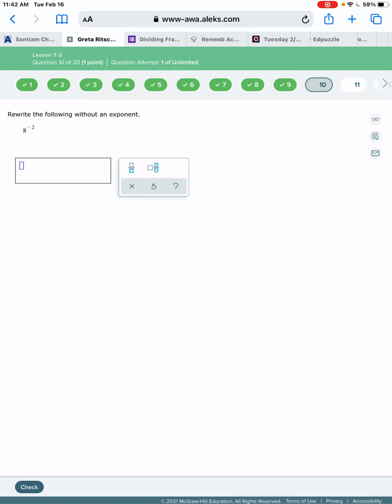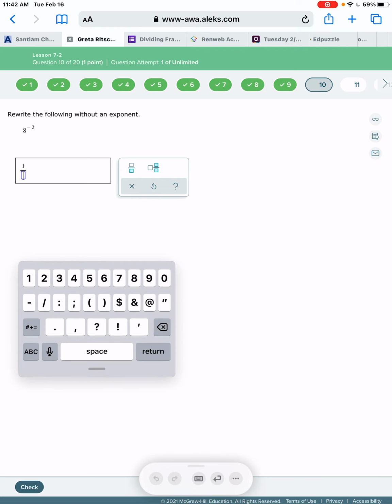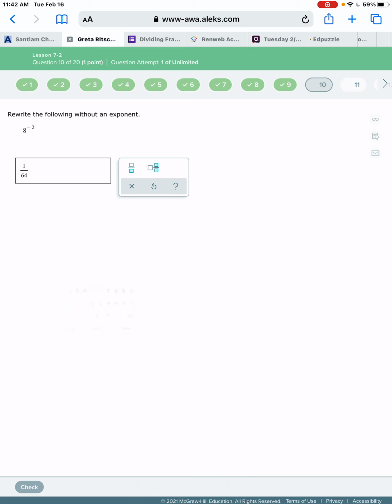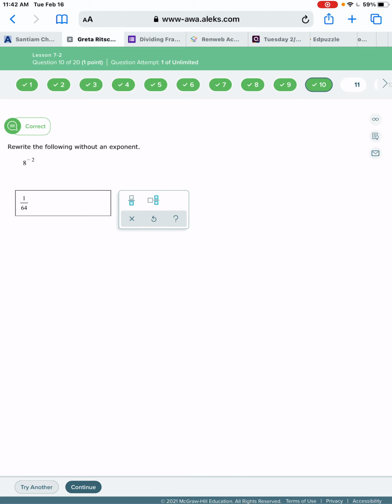8 to the -2 is the same thing as 1 over 8 to the 2. Do they want us to do 64? I'm not sure. 8 times 8 is 64. That -2 just means that that exponent is very unhappy, wants to go live in the bottom of the fraction where it isn't right now. There we go.